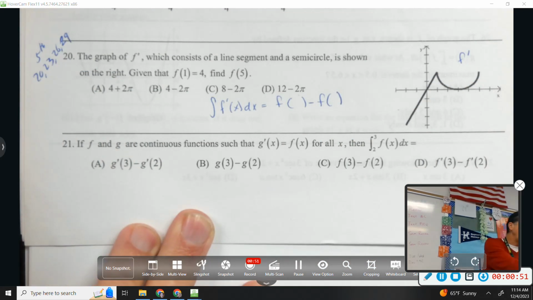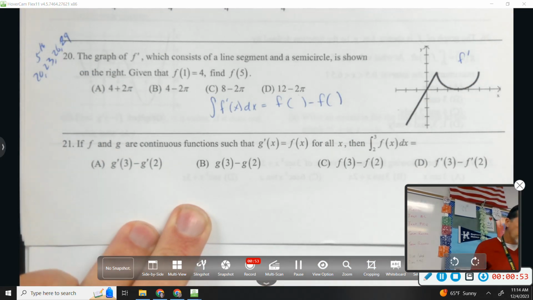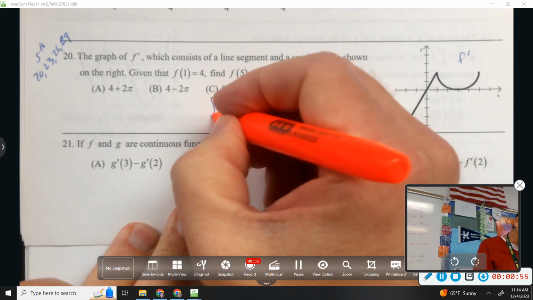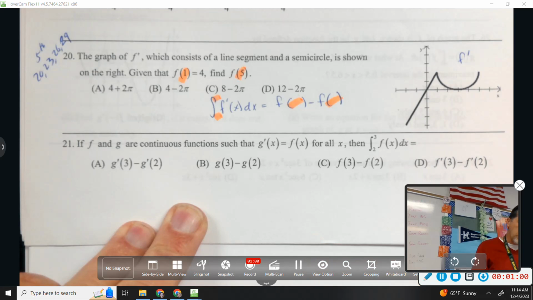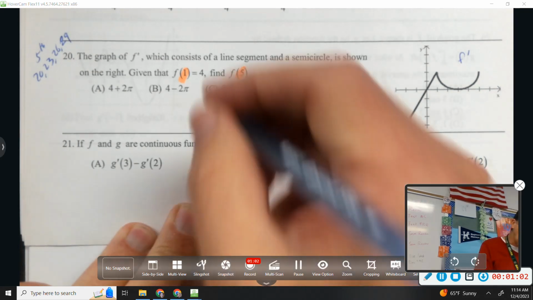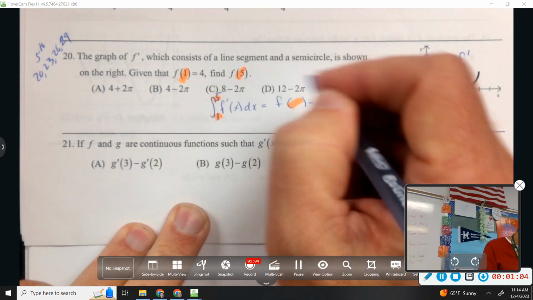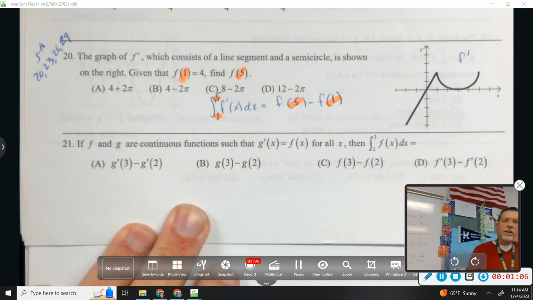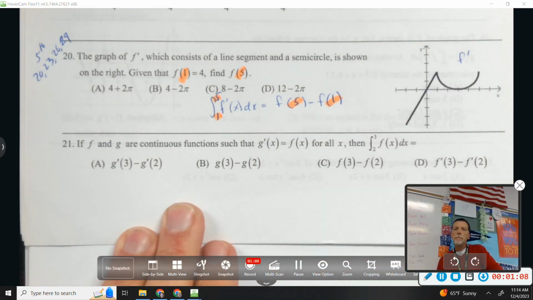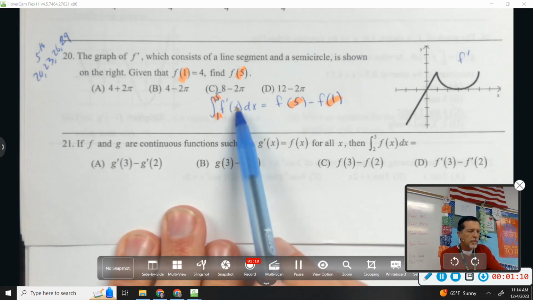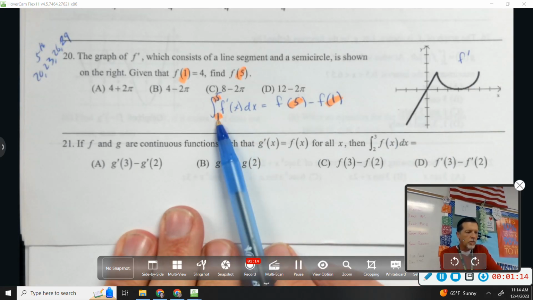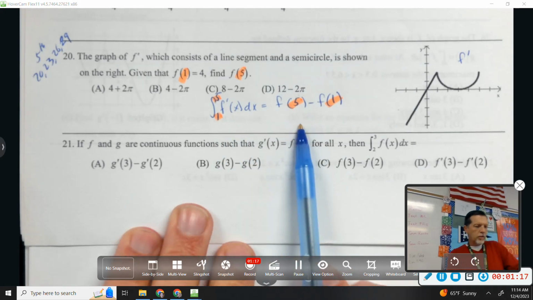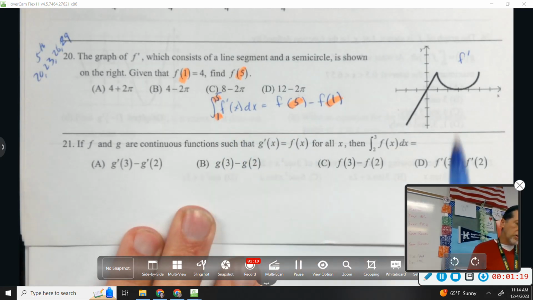But as usual, I have to think about the limits involved here. But 1 and 5 are the x values involved in this problem. So 1 to 5, f of 5 minus f of 1. So this one is an area problem. So the area under the curve from 1 to 5. F of 5 is what I'm looking for. F of 1 is 4.